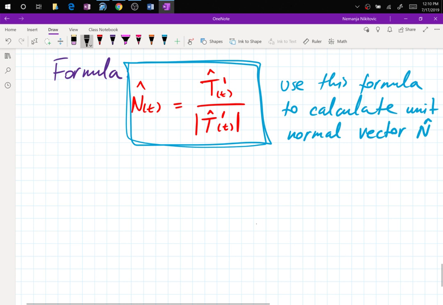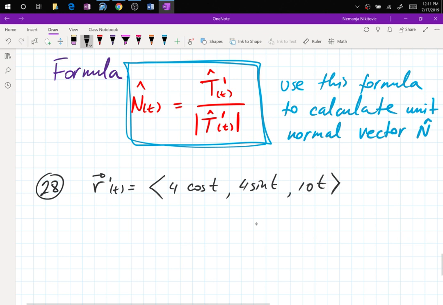Let's try to find something civil first. With the 28, even though it's a 3D problem, it should not be too bad to compute. So this could be regarded as one of the cheaper problems. Cosine t, 4 sine t, and then 10t. So this is our helix.